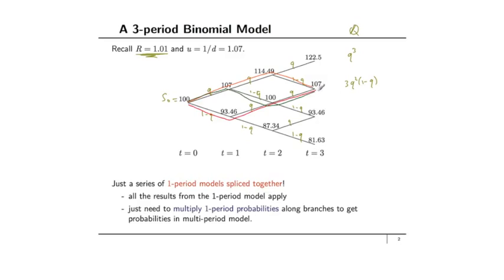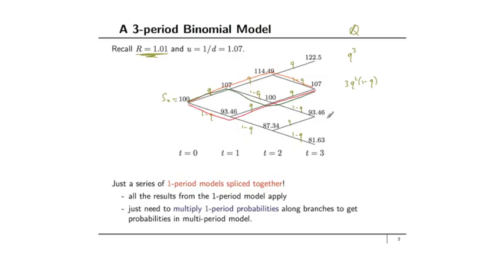Each of those paths requires 2 up moves, which occurs with probability Q squared, and 1 down move, which occurs with probability 1 minus Q. So we get Q squared times 1 minus Q, and there are 3 such paths, so we get 3Q squared times 1 minus Q. Okay, it's the same for 93.46.